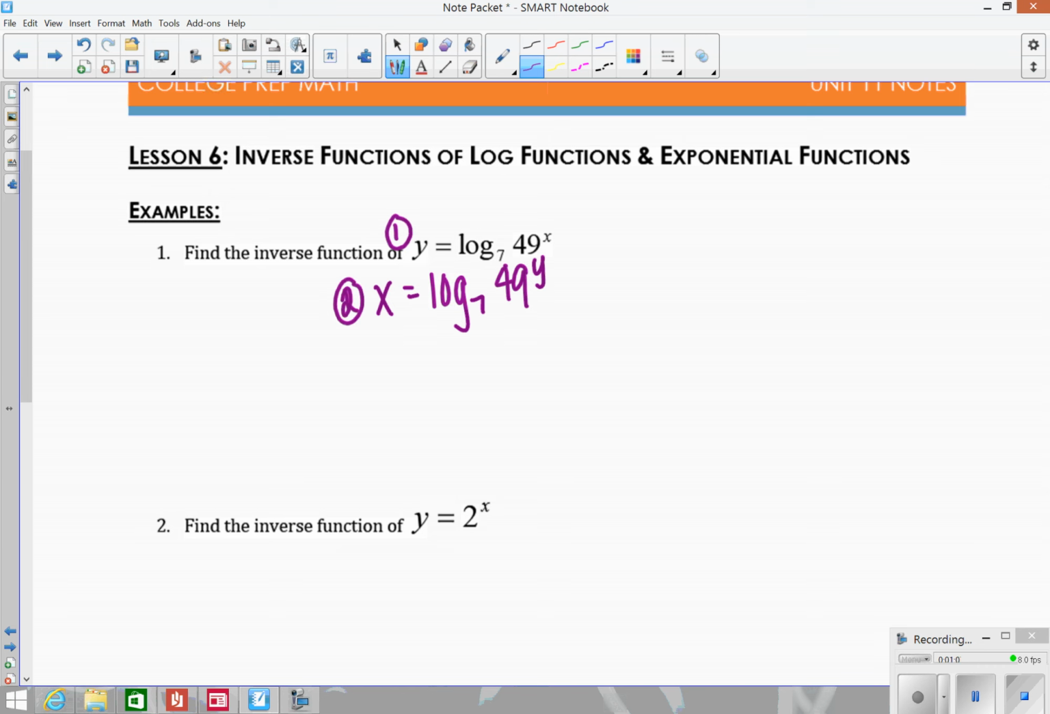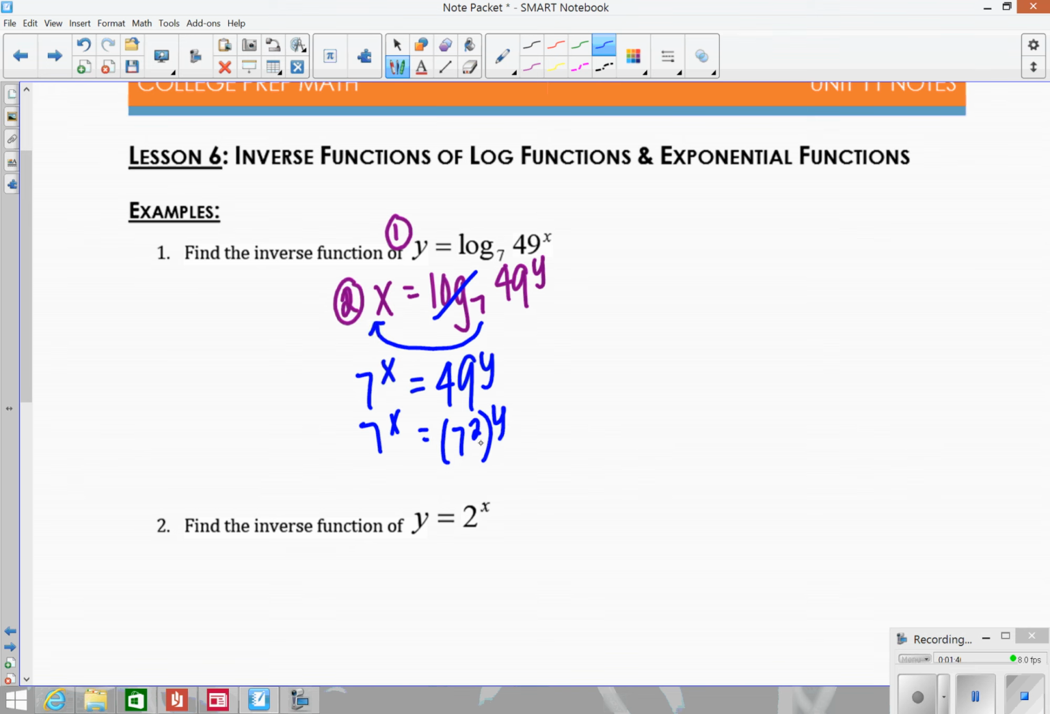So what ends up happening here is we drop the log and swing the base, since we have a log over here. So this becomes 7 to the x equals 49 to the y. And we're solving this for y. We're trying to get y by itself. Remember, whenever we have two bases, we want to rewrite the bigger one as a base of the smaller number. So I'm going to rewrite 49 as 7 squared.